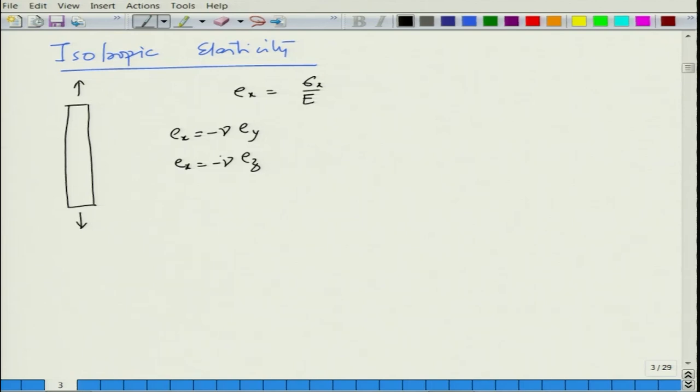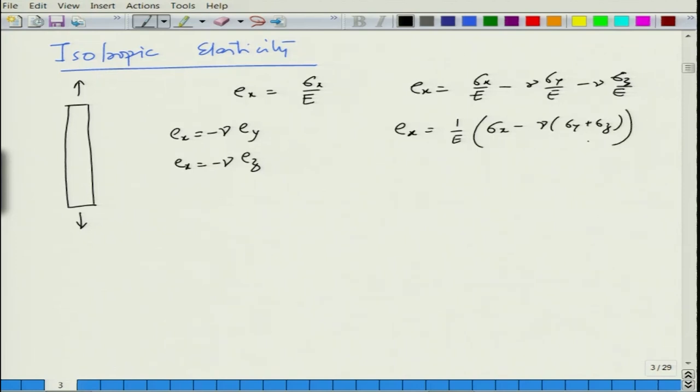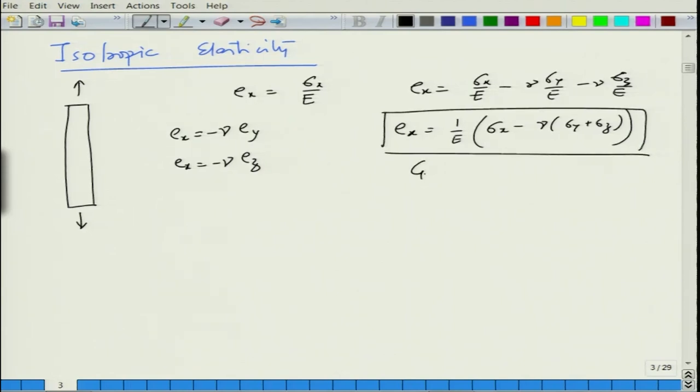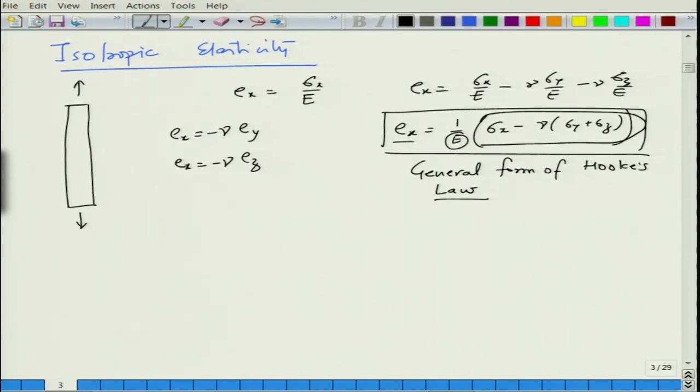Now, because of these strains, if you combine all three components, then we have epsilon x as sigma x divided by E minus nu sigma y divided by E minus nu sigma z divided by E. And this gives rise to the relation epsilon x is equal to 1 over E into sigma x minus nu times sigma y plus sigma z. So this is basically a general form of Hooke's law. This is where we were in the last class. So this is strain, this is modulus, and this is the stress, the overall stress that the material faces, giving rise to a net deformation.